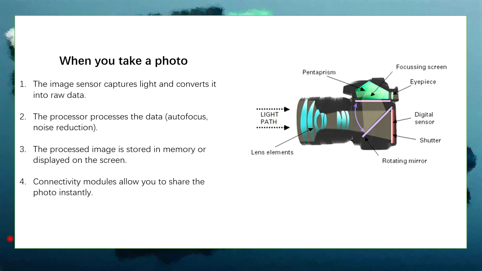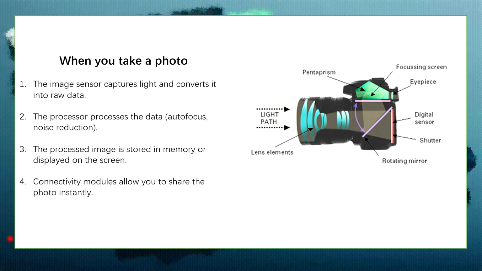When you take a photo, the image sensor captures light and converts it into raw data. The processor processes the data, with autofocus and noise reduction. The processed image is stored in memory or displayed on the camera screen. Connectivity modules allow you to share the photo instantly.